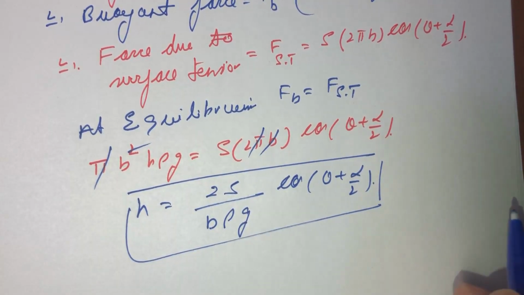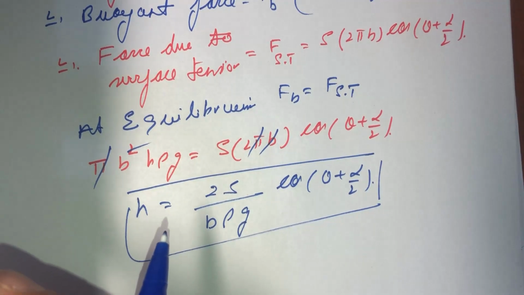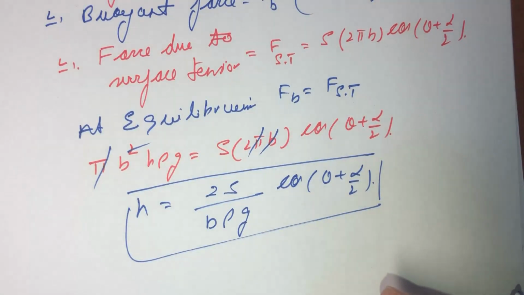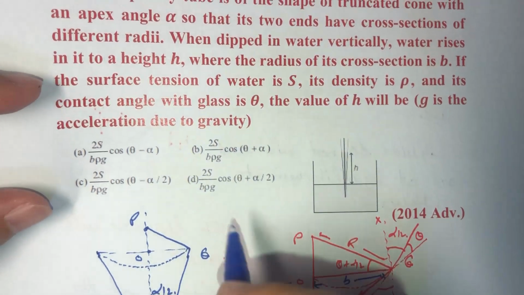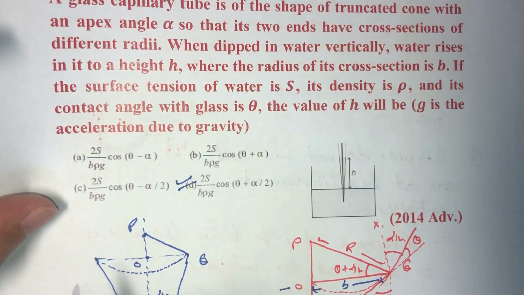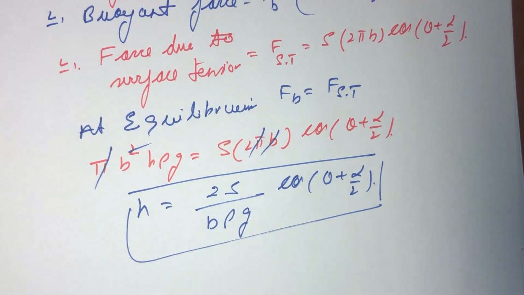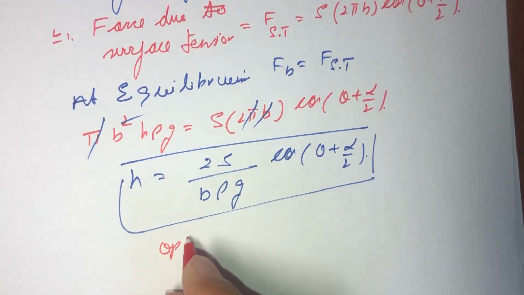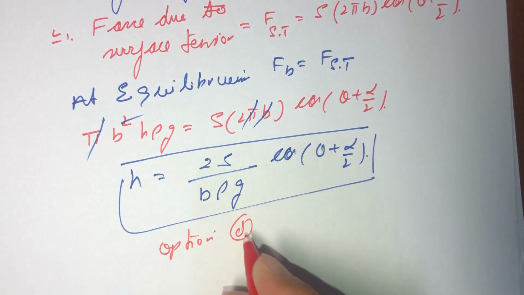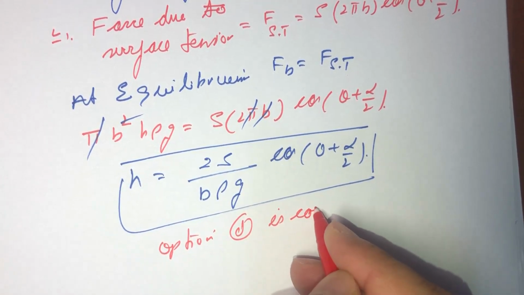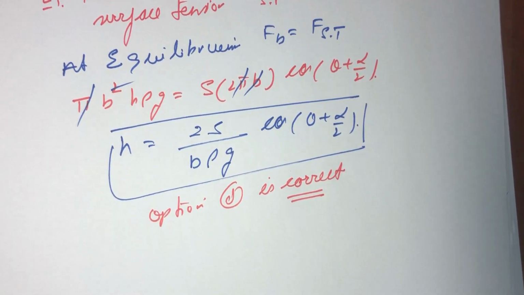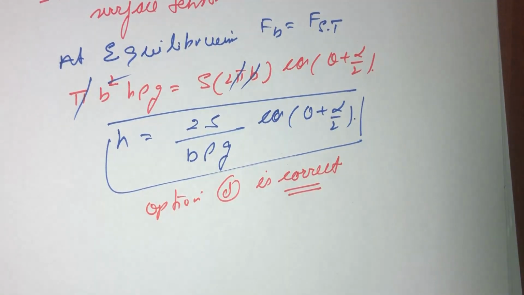So this is the value of h, and among the options available to us, the one with theta plus alpha by 2, option D, is the correct option. So this completes the question. Thank you.